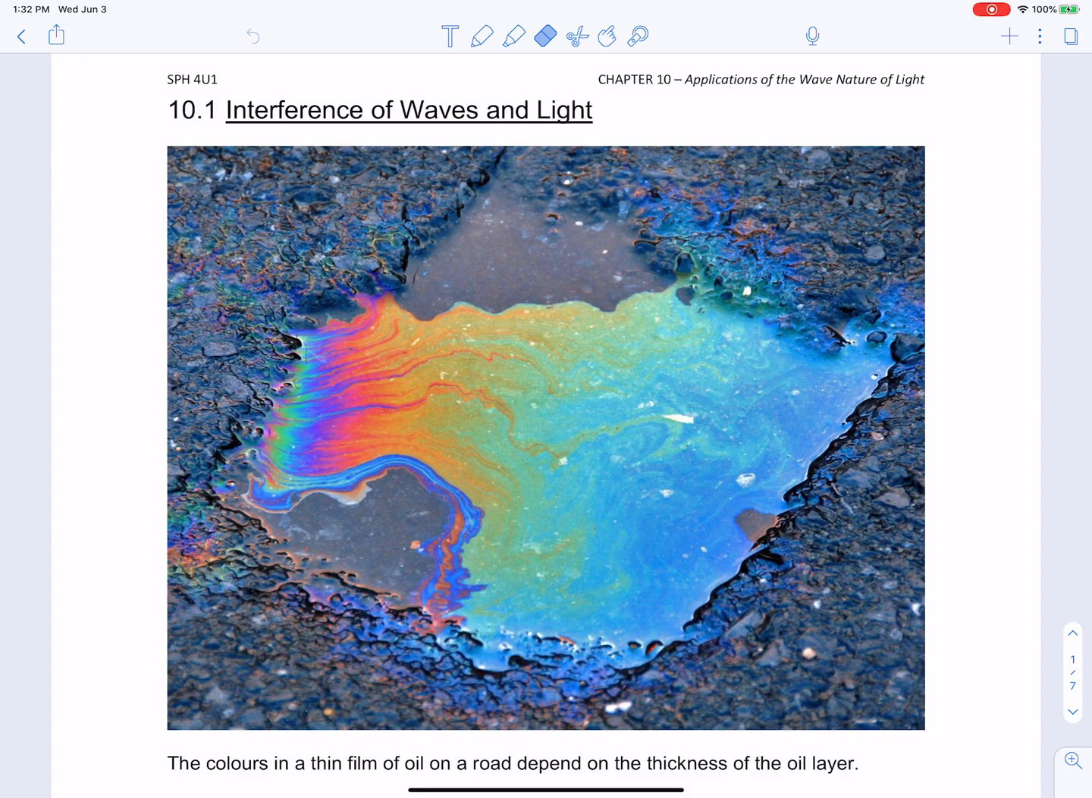Section 10.1 Interference of Waves and Light. You may have noticed the colors of reflected light in a thin layer of oil in a puddle, on a road, like the one shown in the figure in your notes. To understand why reflection from a layer of oil produces this colorful pattern, you need to understand the interference of light waves when they are reflected from or transmitted through a thin layer of material often called a thin film.